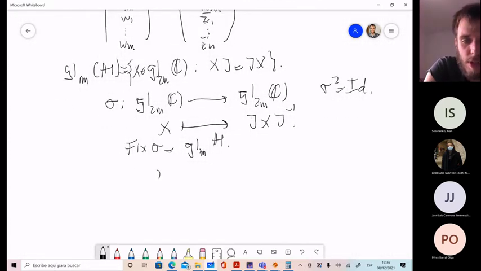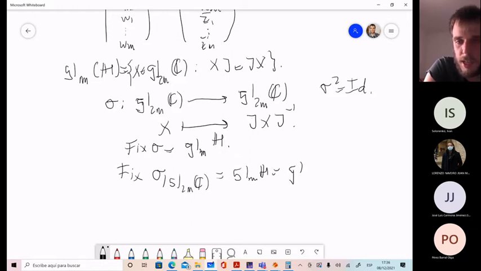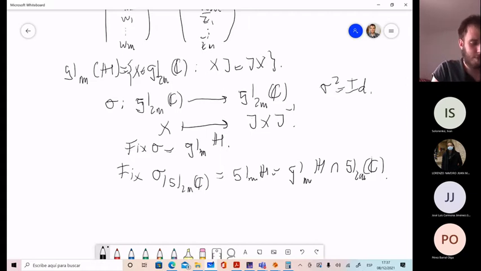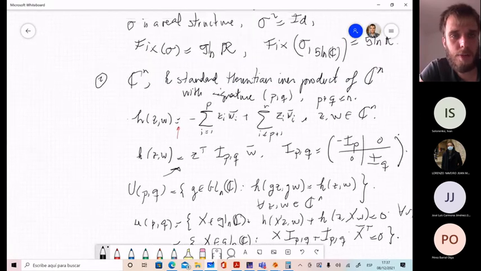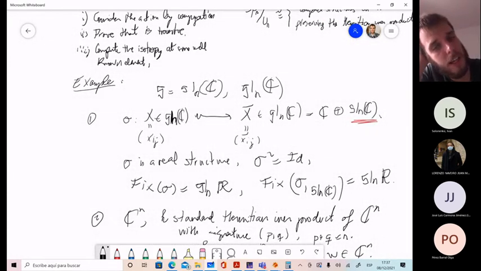And as before, if we restrict sigma to SL_2m(C), then the set of fixed points of sigma is equal to SL_m(H), which can be defined as the intersection of GL_m(H) with SL_2m(C). Okay. So it turns out that these are the real forms of SL_n(C) or GL_n(C), and there are no more real forms of SL_n(C).